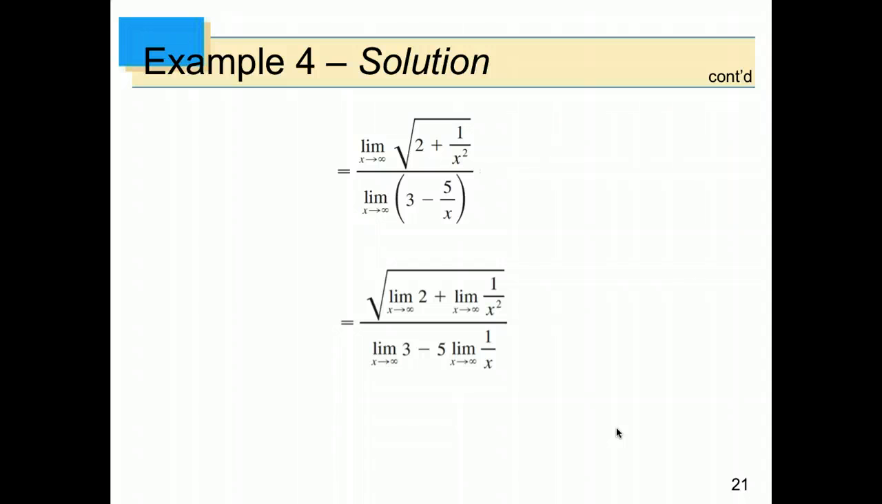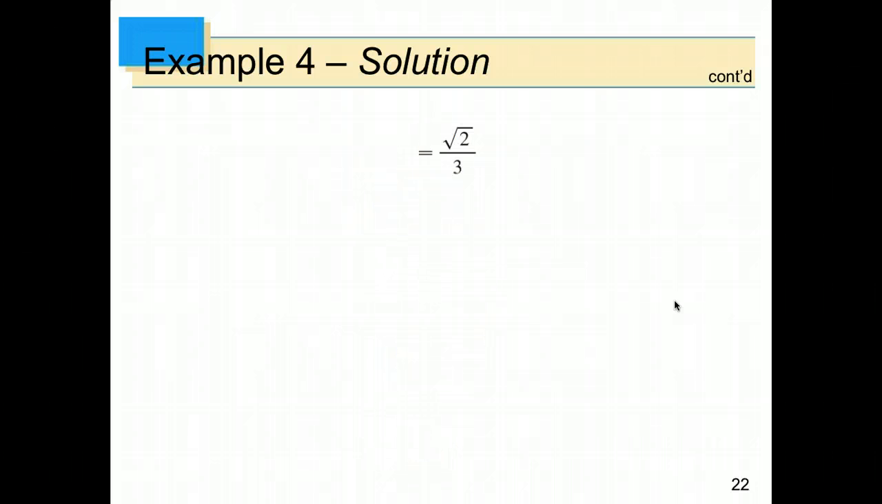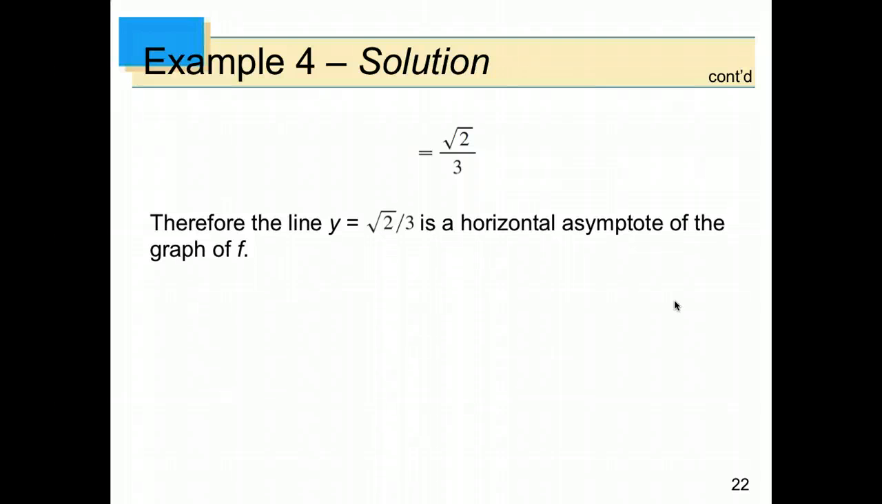Here we go with our properties again. We can take the limit inside of the radical. Remember, the radical is the same thing as a power of 1/2, so it works the same way as the power rule. And then we get the following limits. These should be pretty obvious. Just notice that the 5, we use the constant rule again by taking this 5 on the outside of the limit there. So that gives us radical 2 plus 0 over 3 minus 5 times 0, right? So that is radical 2 over 3. Therefore, the line y equals root 2 over 3 is a horizontal asymptote of that graph.